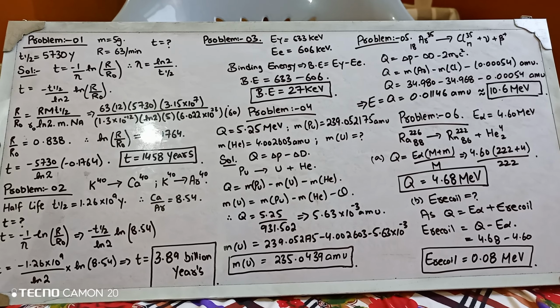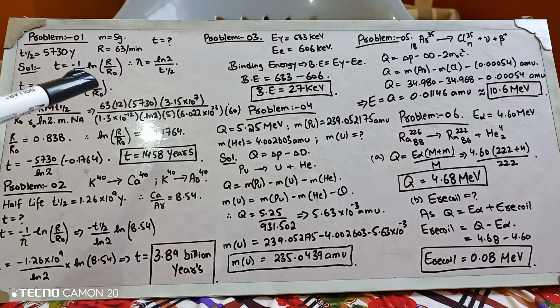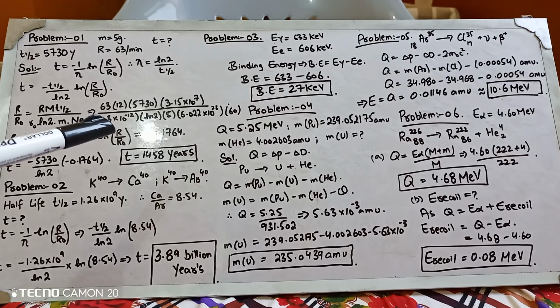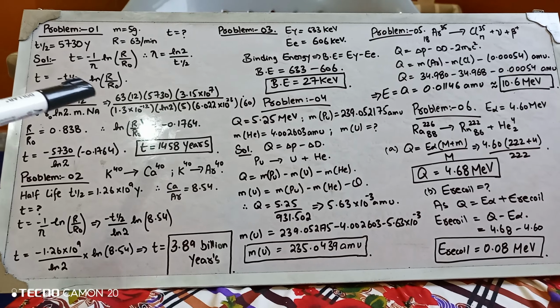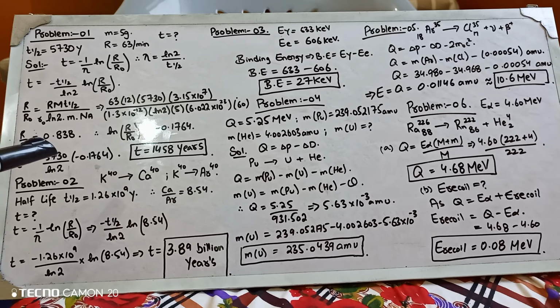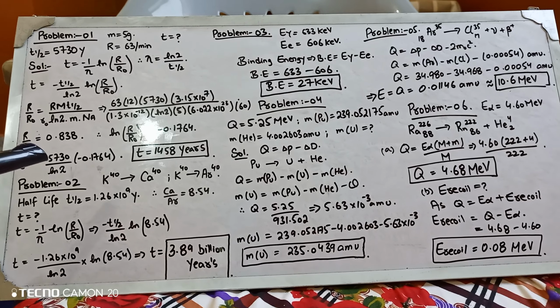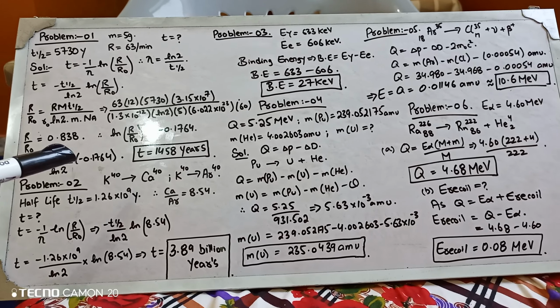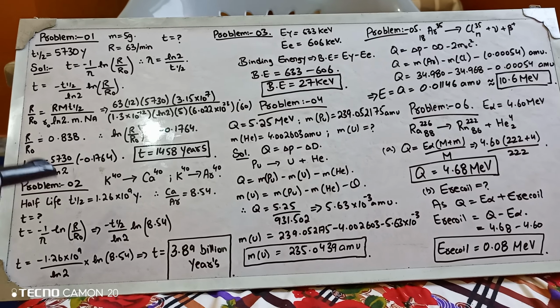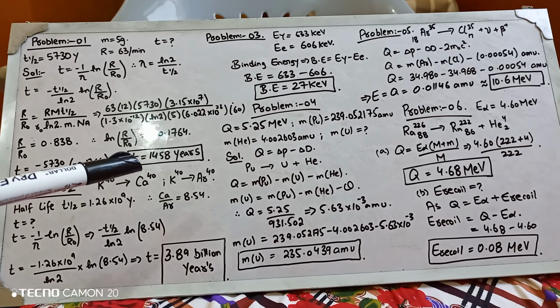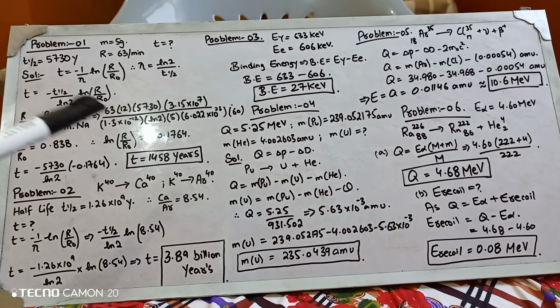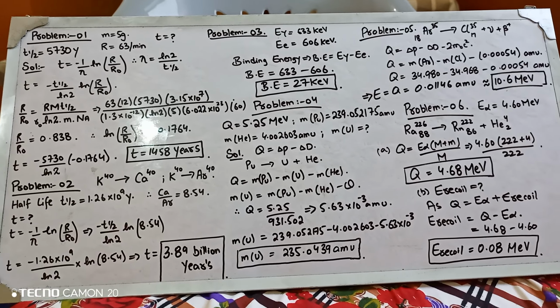Now find ln of R by R naught, which equals 0.1764. Now put this value in: minus T1/2, the half-life, 5730 divided by ln 2, times the ln of R by R naught value. After calculating, you get how old your charcoal sample is: 1458 years. Now move on towards our second problem.